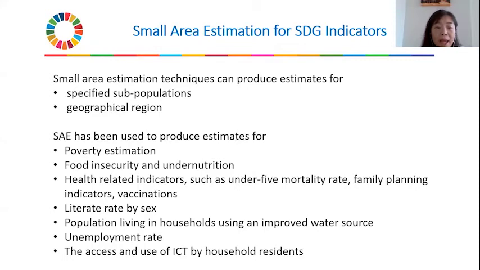It's also applied in many health-related indicators, such as under-5 mortality rate, and family planning indicators, such as unmet need for family planning, married women currently using any modern method of contraception, vaccination rate, women with anemia, and antenatal visits for pregnant women. It has also been used to measure the literacy rate by sex. It's used for goal 6, population living in households using improved water sources or improved sanitation sources. It has been used to measure the unemployment rate and the access and use of ICT by household residents.